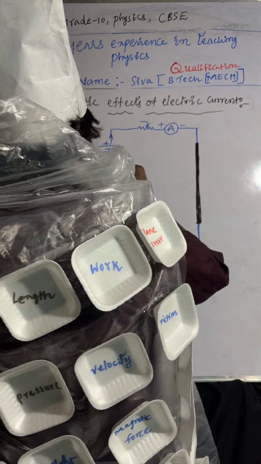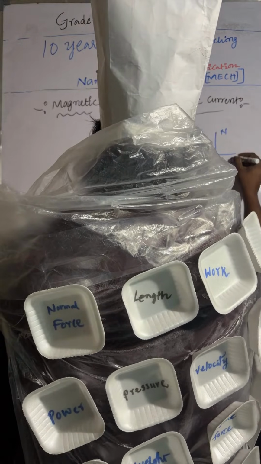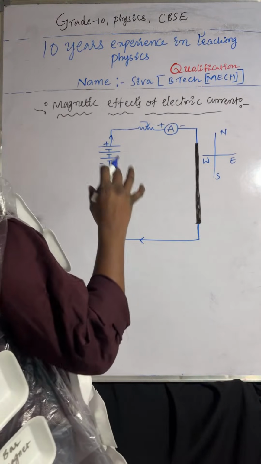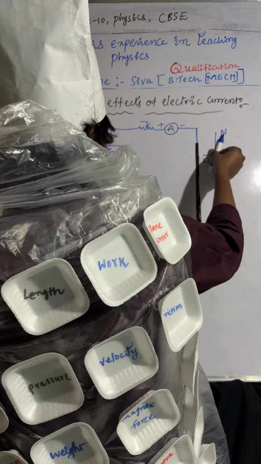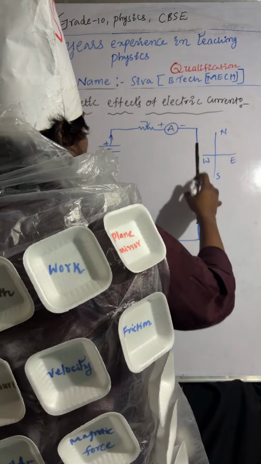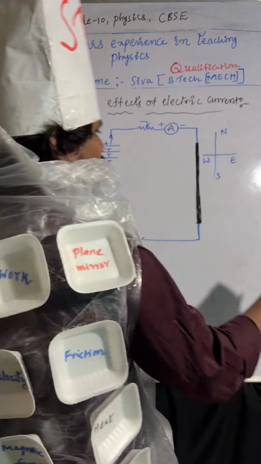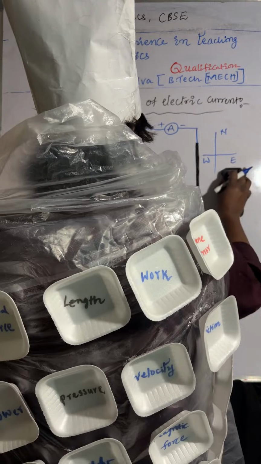Understood or not? So here you can observe, current is passing like this. This is north, south, east and west. If you place the compass, it always shows the north and south direction. It is like this. So if the current is passing through the straight conductor, understood or not? You can observe here.